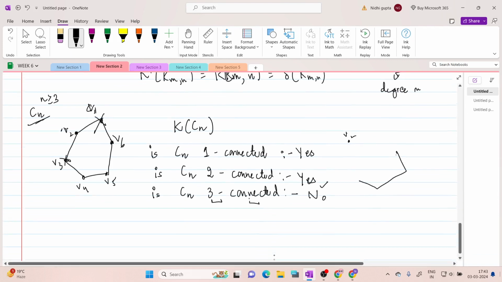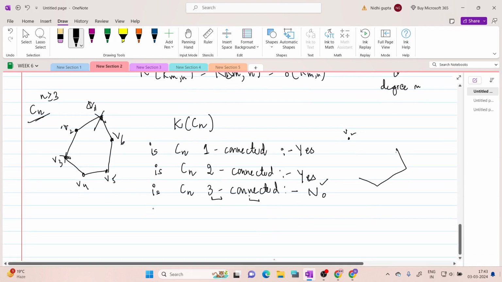So what is the vertex connectivity then? 2. The vertex connectivity of Cn is 2. What about the edge connectivity?